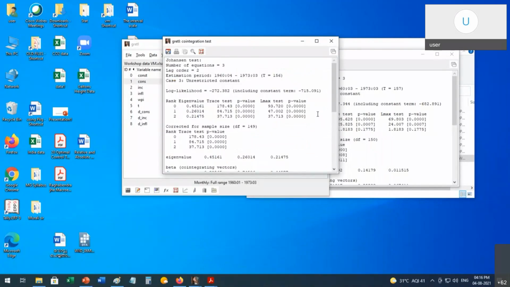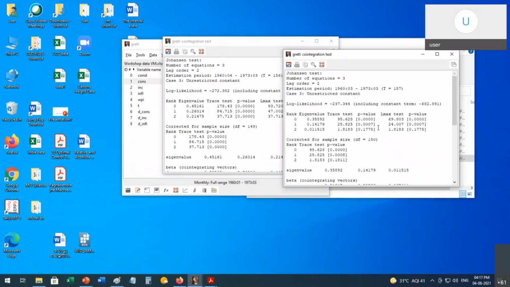What are we getting? What do we find? Can you tell me? Sir, all three are rejected. We are rejecting all the rows. All the p-values are 0. We are rejecting all the rows because the variables that we consider are stationary variables. So this should not happen with our sample data. At least one non-rejection must be there. Otherwise, we will be in trouble.